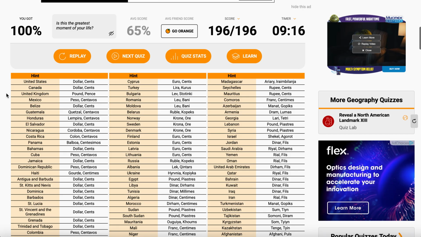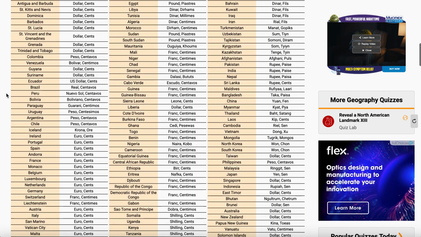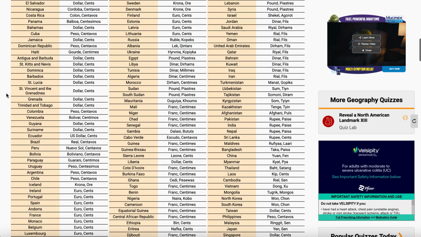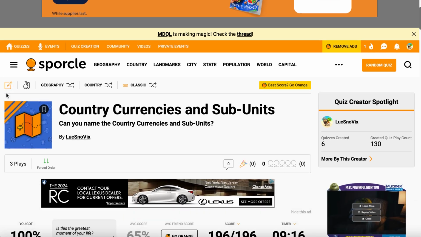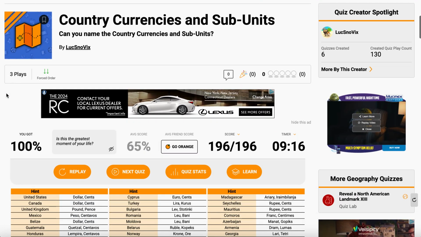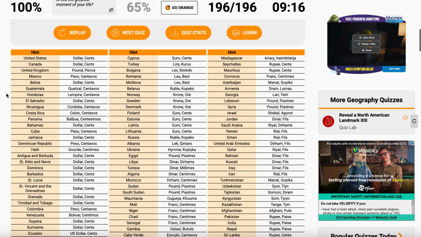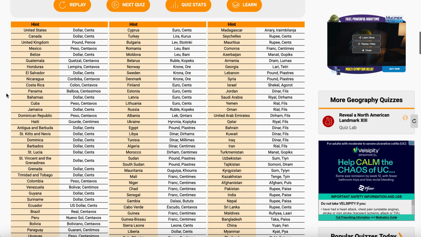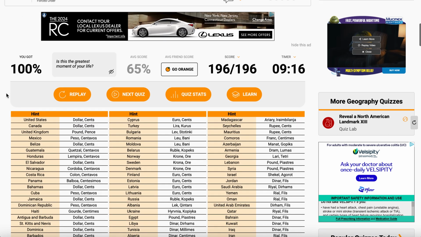And that is all of the currencies and their subdividing units. If you want to give this a try, go ahead. It's a lot of fun, but I must warn you, it is a top-notch quiz. But anyway, that's it.